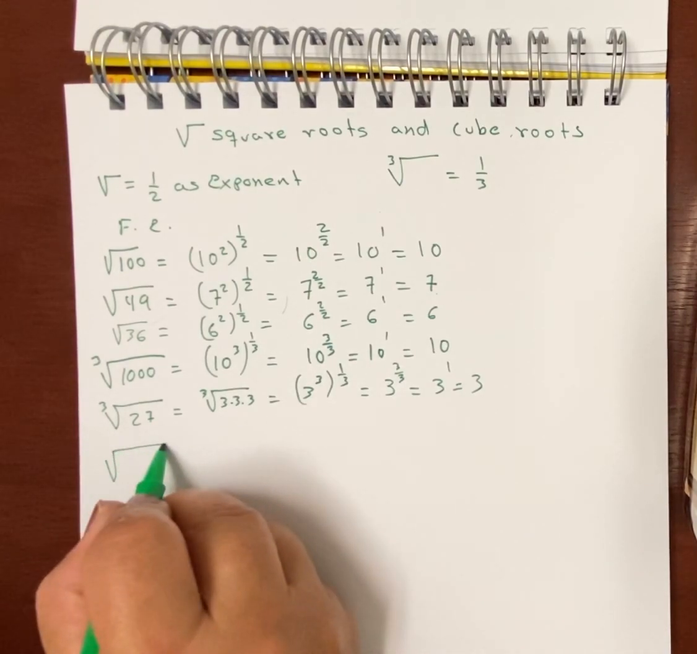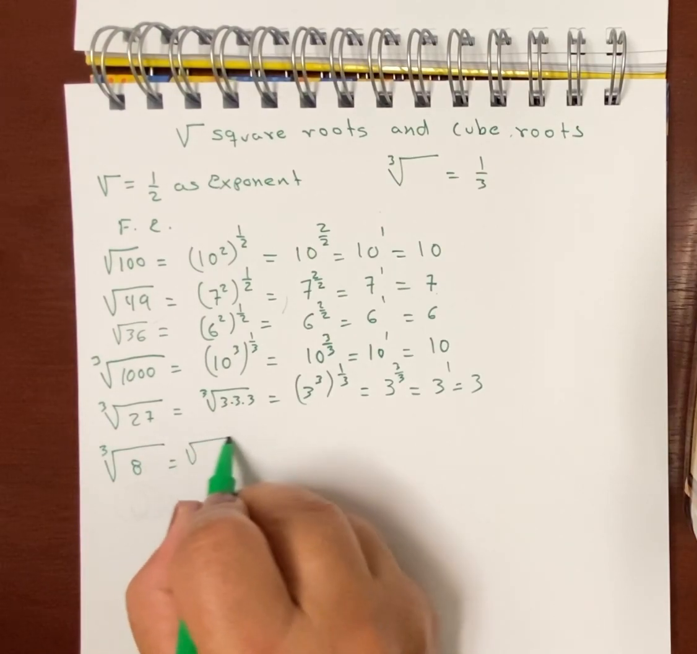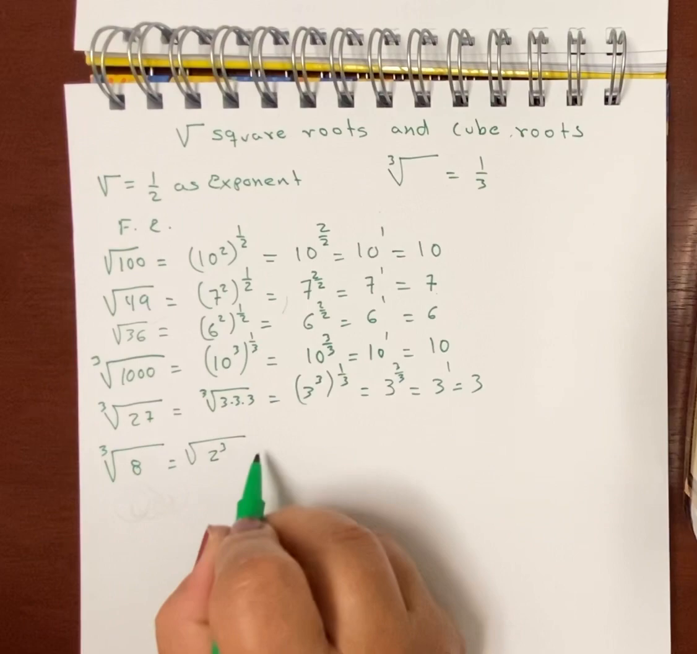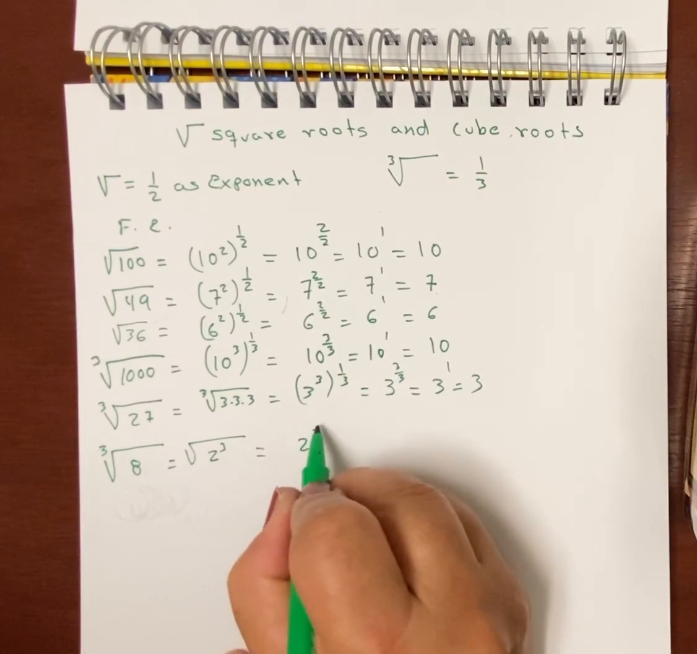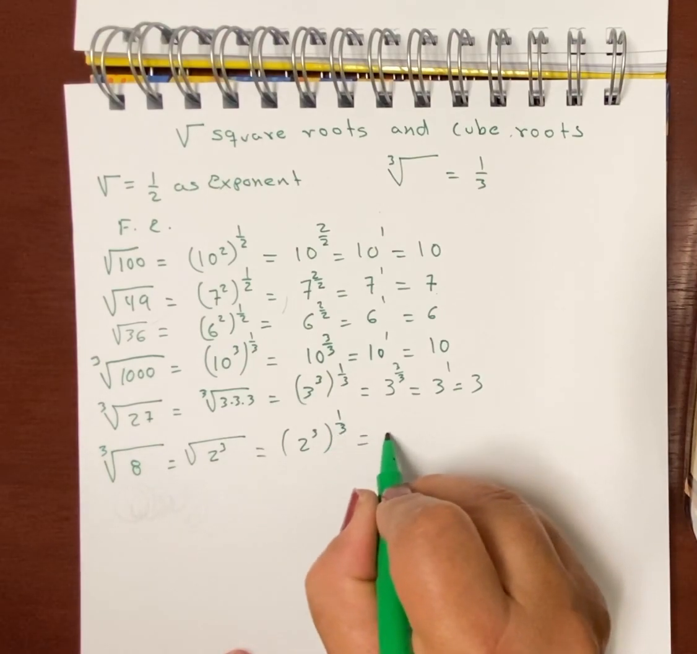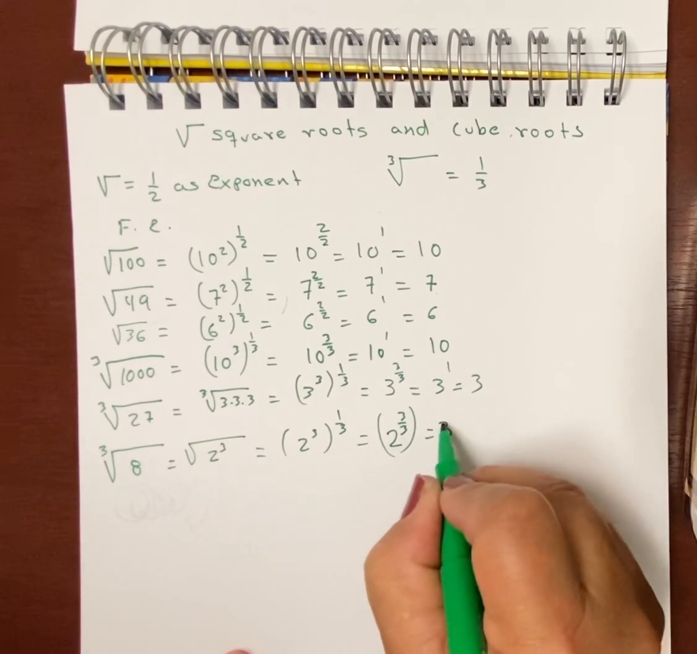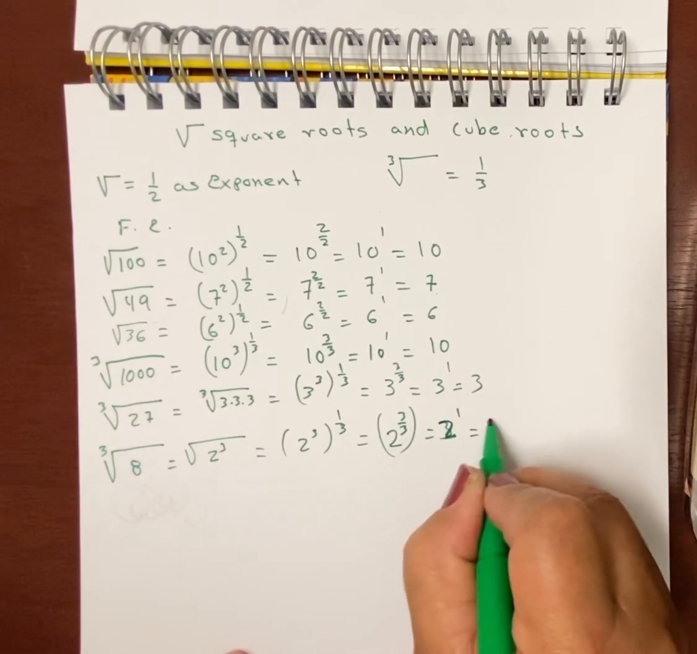Now, if I were to have the third root of 8, this is the same thing as having 2 to the third power, and then the third root is 1/3. So 2 to the 3/3, and this is 2 to the 1, which is 2.